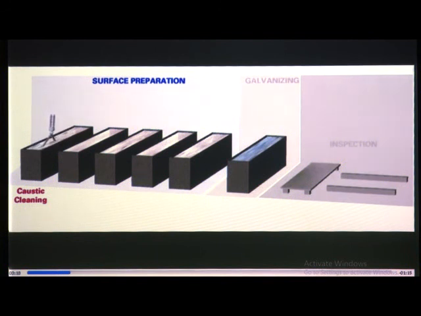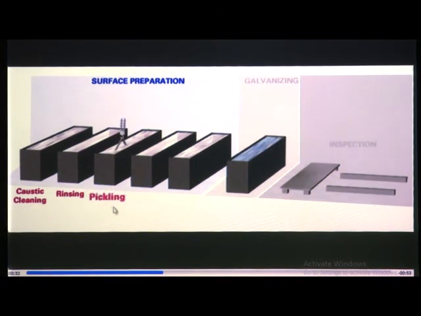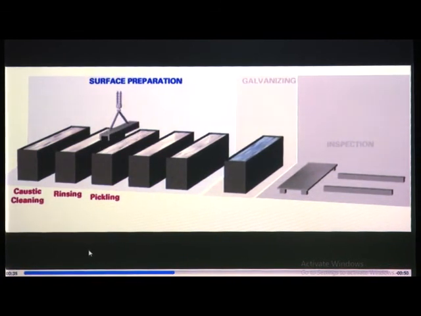Then the second one, after dipping in this first tank, we have to dip the part into another one, which is a rinsing. So again we have to rinse it, we have to clean it properly. Then the third step is known as pickling. Okay, so we are going to prepare these parts to get coated by this pickling step. Then the fourth one is again rinsing. So we are going to rinse it.